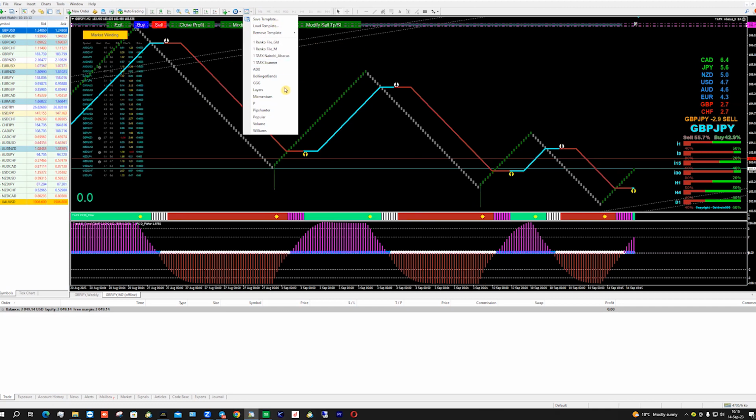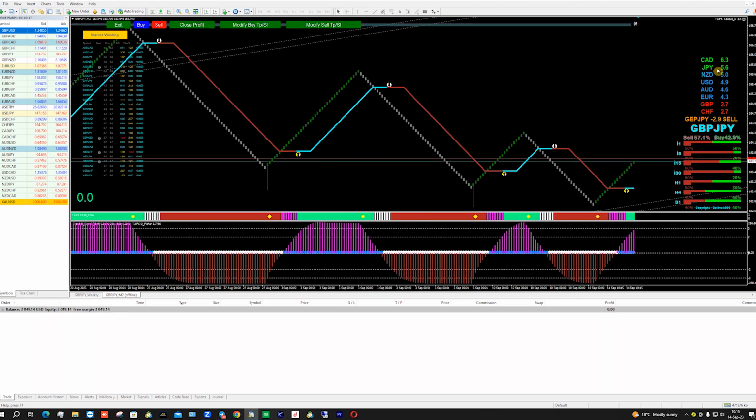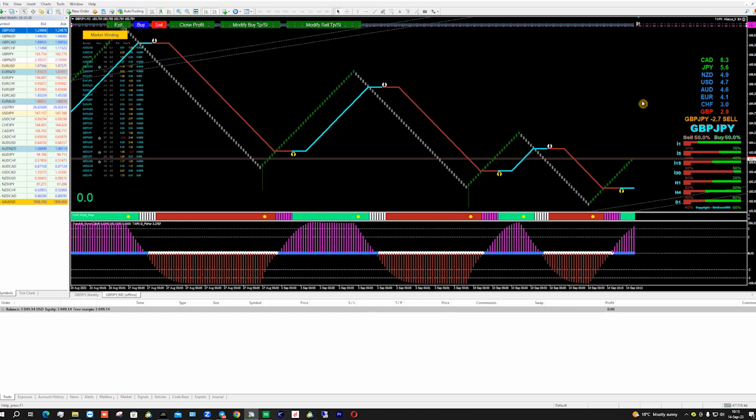We made everything easier. And at this area, there is a scanner. We have a currency strength meter here, and another one here. Now let me show you something here, because this market is going to reverse. You can see here, we don't have exactly a buy signal.